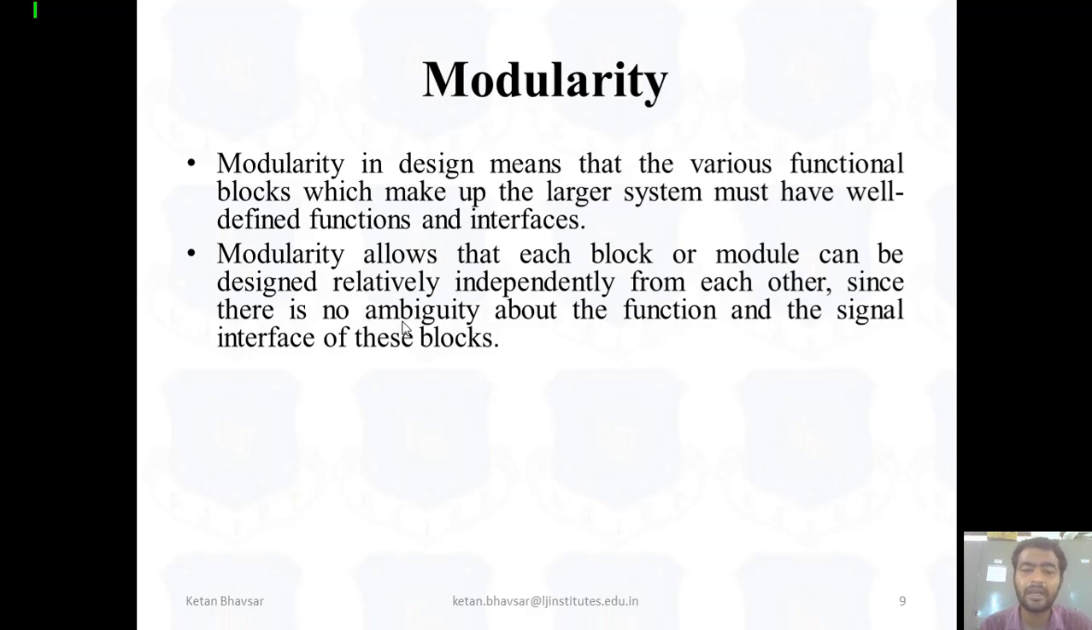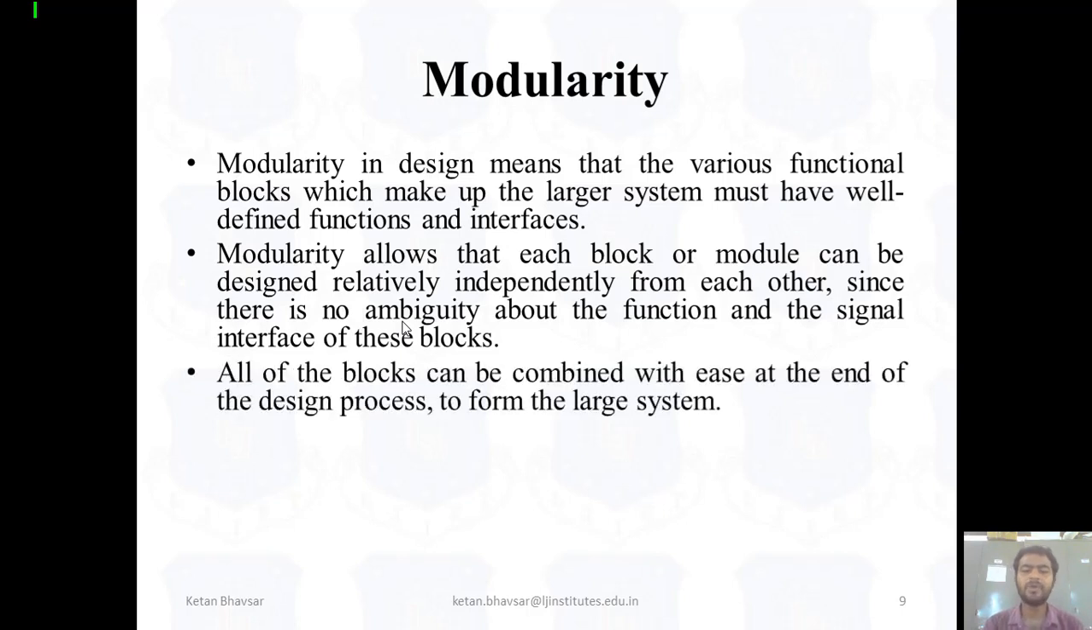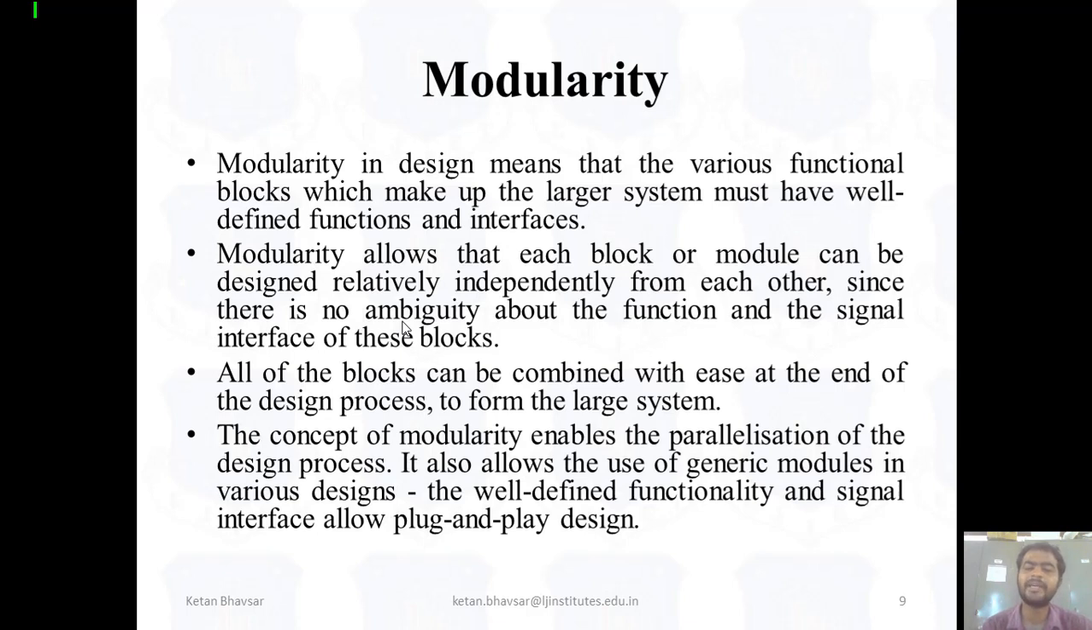Modularity allows each block or module to be designed relatively independently from each other, since there is no ambiguity about the function and the signal interface of the block. Fine, they are designed independently from each other. All the blocks can be combined at the end of the design process. You can design each and every module independently, and at the end of the design you combine each and every adder or design to make a large system. The concept of modularity enables the parallelization of the design process.